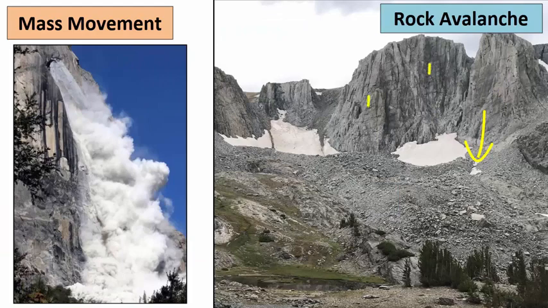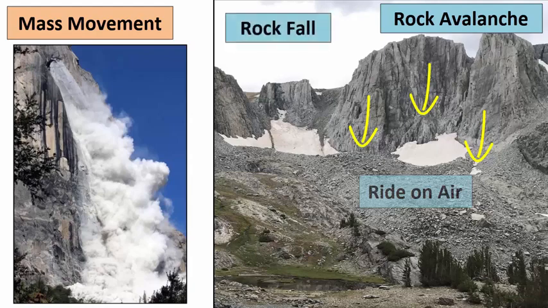If a large number of rocks fall at the same time, they can trap and ride atop a layer of air, which greatly reduces friction and allows them to move at speeds over 200 miles an hour. We call these movements rock avalanches, and because of their great speed, they can travel great distances, even up and over ridges. Rock falls and rock avalanches pose a considerable threat to communities that live in the mountains.